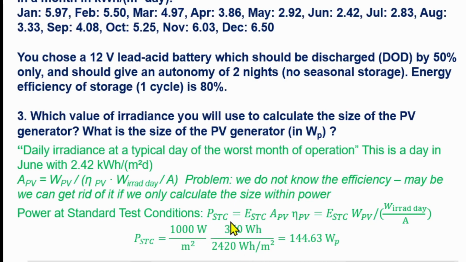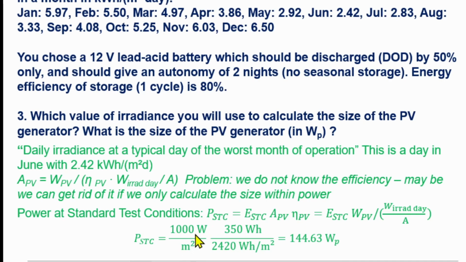So we have here power under standard test conditions, the irradiance under standard conditions, and the area and the conversion efficiency. We don't know these values, but we can eliminate them by using the formula before, and we just have this formula as we discussed before. We put in the numbers.